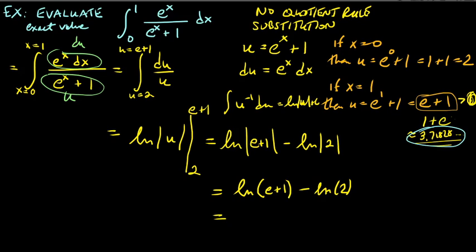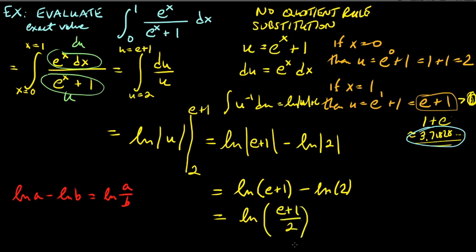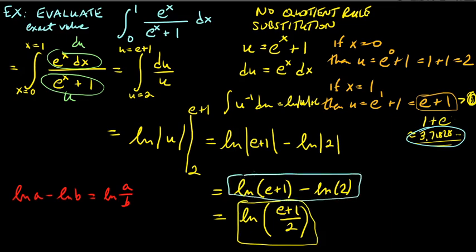Or better yet, hopefully you remember this property: if you take the natural log of a minus the natural log of b, that's the same thing as the natural log of a divided by b. So we could write this more succinctly as the natural log of (e plus 1) over 2. And yeah, maybe I kind of prefer that instead of this. Although, to be fair, I'm not going to be picky. This is correct. There's nothing wrong with this. But when you can combine them into a single log, that's probably better. Okay, well now, if you want, you could plug this in your calculator, and this is going to be approximately 0.6201.